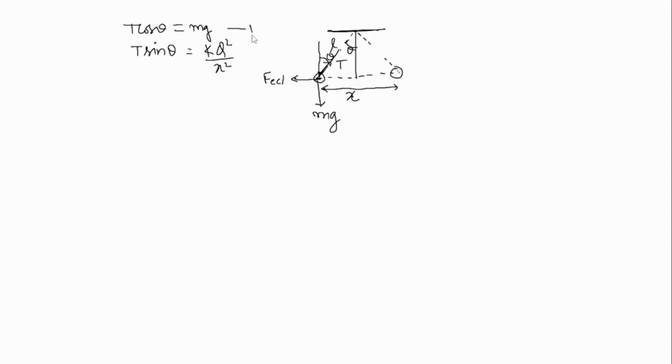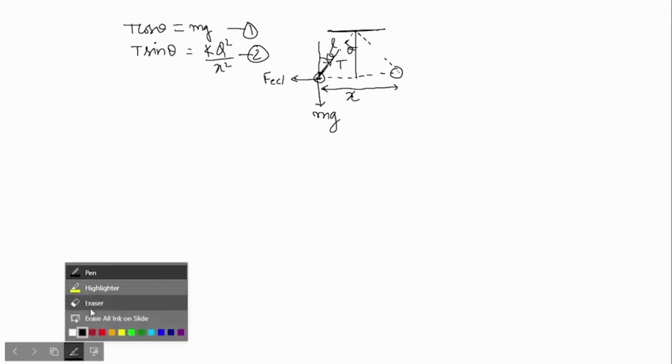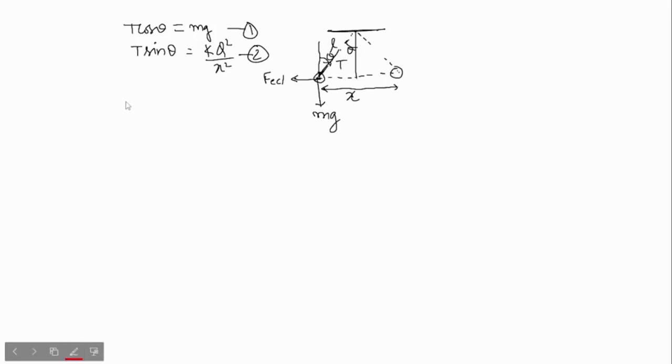So these are two equations. You just need to divide them. Now dividing 2 by 1, what you'll get is tan theta equals k q square over mg x square.